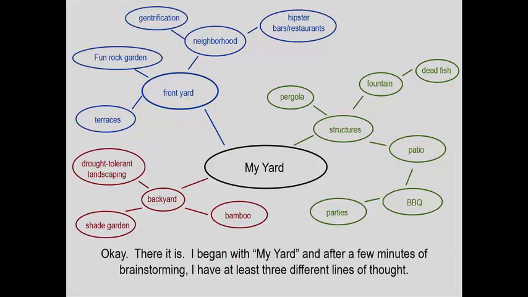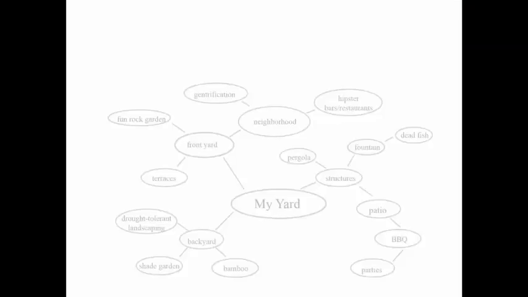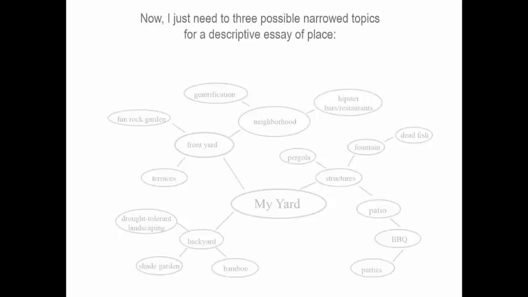So there it is. I began with my yard, and after a few minutes of brainstorming, I have 3 different lines of thought. Now, you don't have to have 3, but it's good to always have more than is required for the assignment. Once I get this cluster put into place, I just need to narrow down some topics. And again, I'm going to narrow down the 3 sort of ideas that I have going on here.